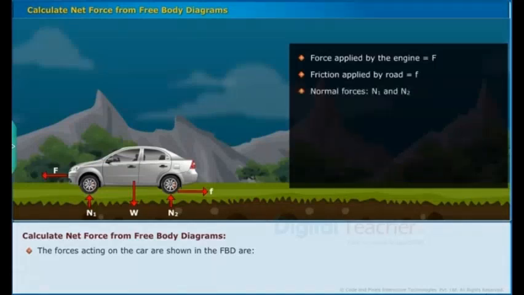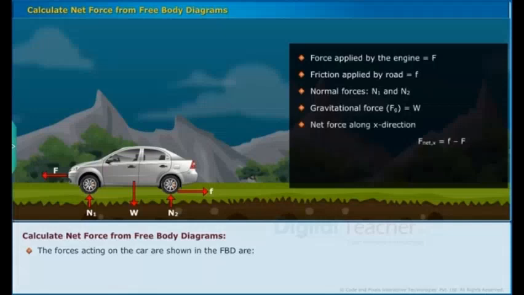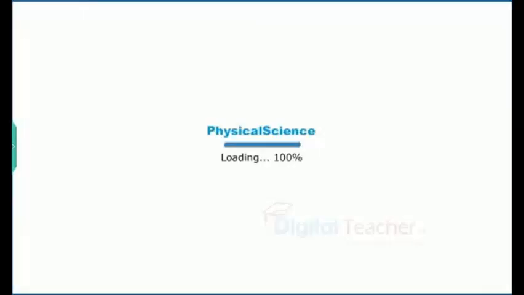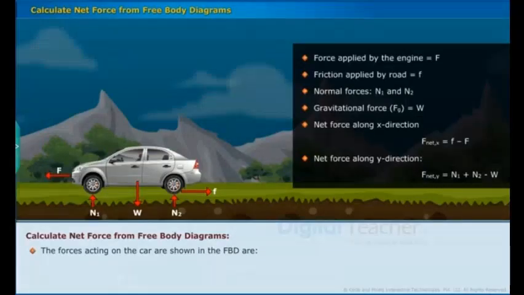Force applied by the engine is equal to capital F. Force applied by the road is equal to small f. Normal forces are N1 and N2. Gravitational force is W. Net force along the x direction, F net x, is equal to small f minus capital F. And along the y direction it is N1 plus N2 minus W.